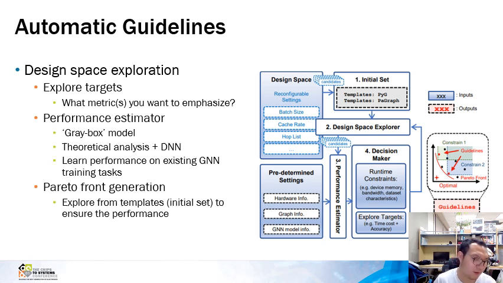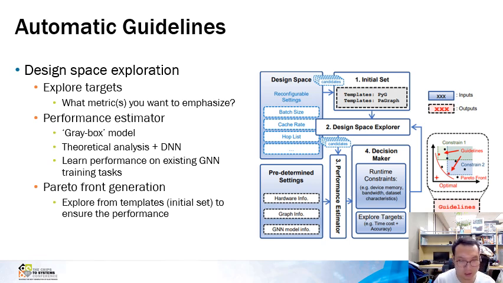Finally, we come to the Pareto front generation. We generate the Pareto front, which represents the optimal candidates based on the defined metrics and constraints. The process ensures that we identify solutions that balance multiple performance objectives while adhering to defined constraints such as device memory or bandwidth or others. Some hardware constraints or limitations.